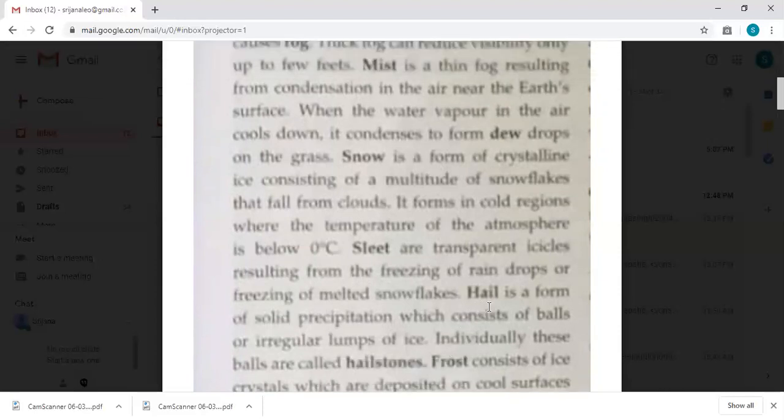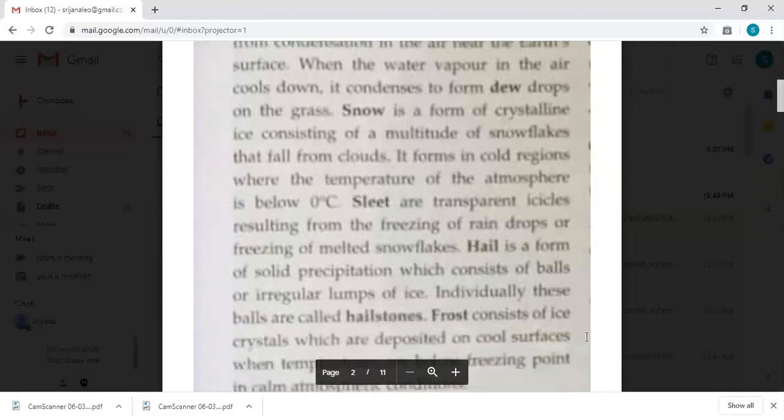Then hail. Hail means hailstone, we've all seen. It's in the form of solid precipitation, which we all know consists of balls of ice. And this is also another form of precipitation.